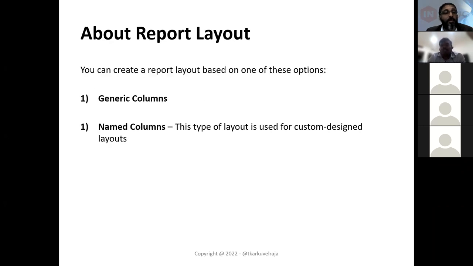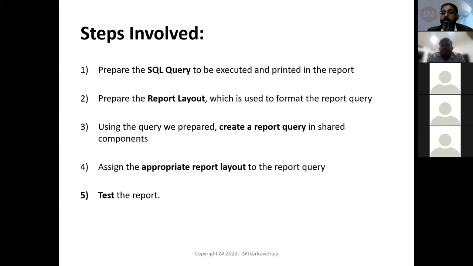Okay, let's move to the report layout. Oracle Apex has split the report layout into two sections: one is generic columns and another one is named columns. I am not going to talk much about generic columns, because generic means it is created by default. For example, if your SQL query has 10 fields, all the 10 fields will appear in the generic columns. If it is named columns, you can do some customization. This type of layout is used for custom designed layouts, which is called named columns, which we are going to see now.